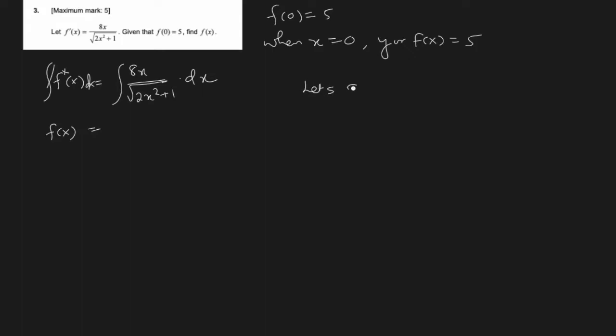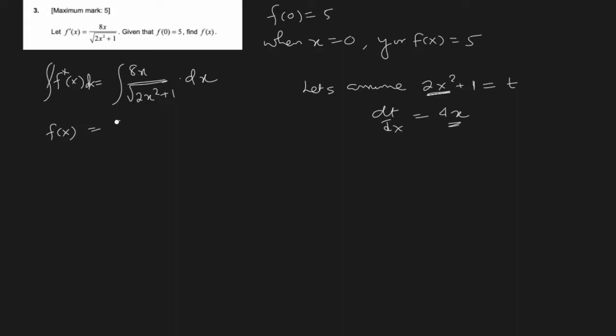So let's assume 2x squared plus 1, which is the denominator without the square root, is t. Okay, so dt over dx, if I differentiate this with respect to x, will be just 4x. The differentiation of 1 will be 0, so just 4x. Look at the numerator here, it is 8x, double of 4x.